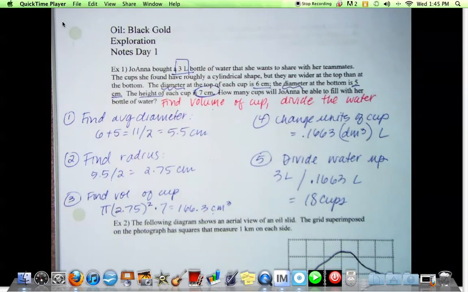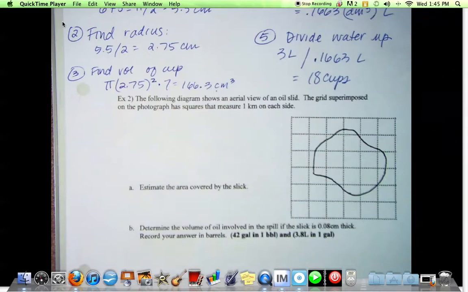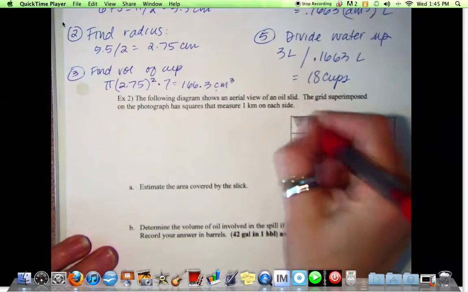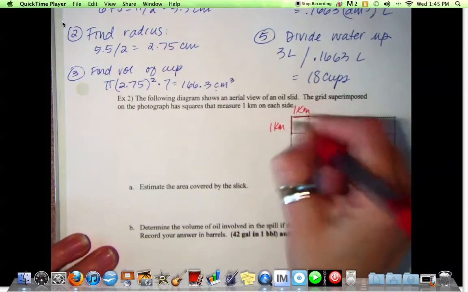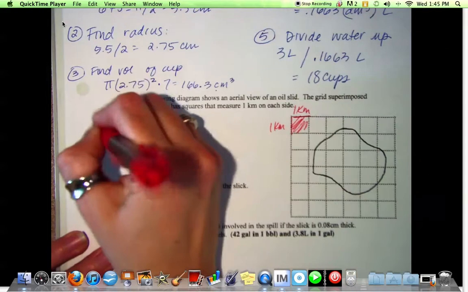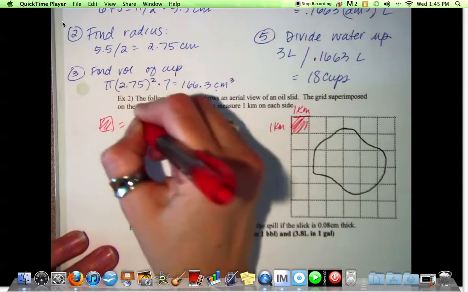Alright, we're dealing with big numbers in this next problem. Make sure your calculators are ready. The following diagram shows an aerial view of an oil slick. The grid superimposed on the photograph has squares that measure 1 kilometer on each side. So, 1 km by 1 km means that this area is equal to what? 1 km squared. There you go.